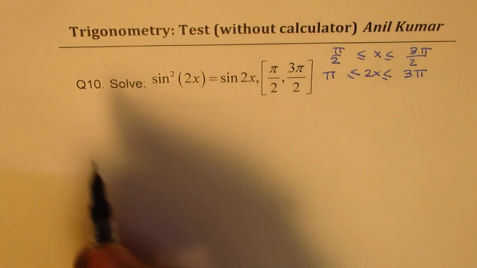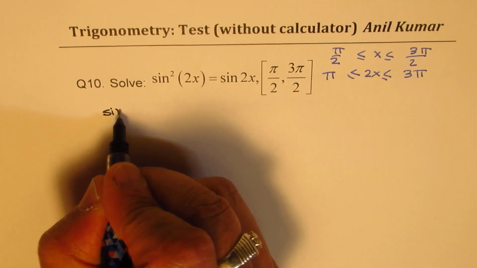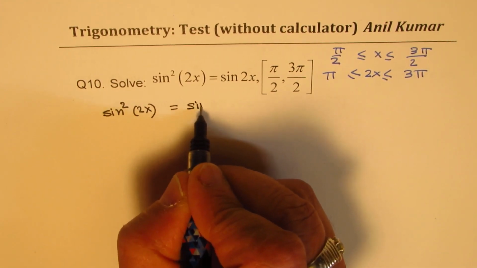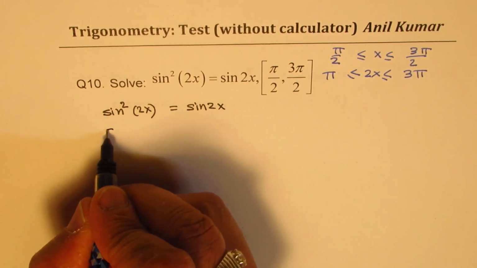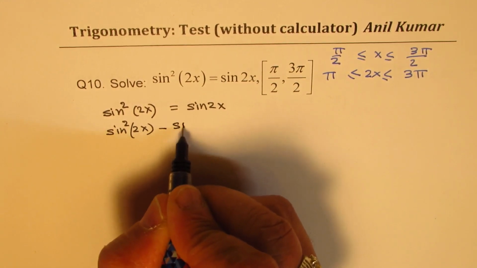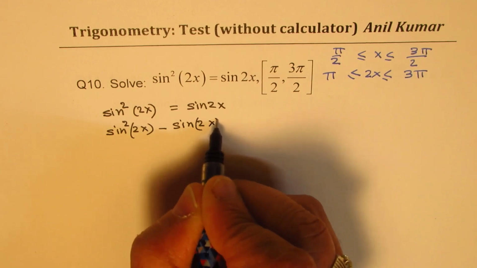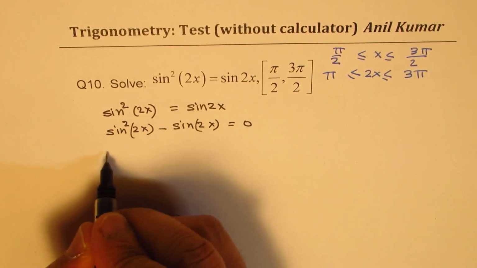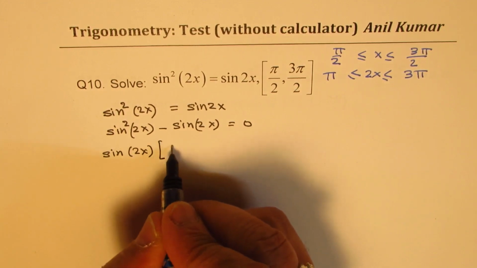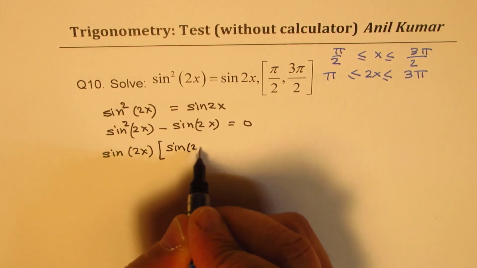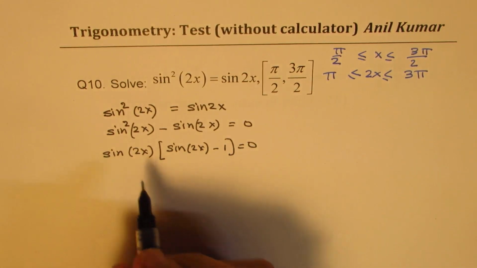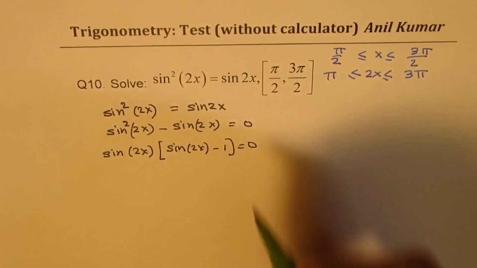Okay, let's solve. So the equation here is sine square 2x equals sine 2x. Let's bring them together. So we have sine square 2x minus sine 2x equals 0. Now sine 2x is common. So we get sine 2x times sine 2x minus 1 equals 0. So that gives you two possible solutions, right?